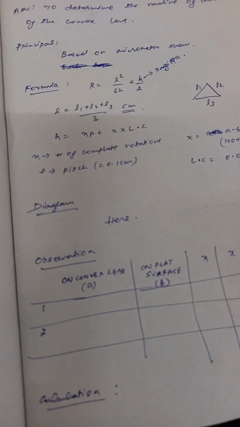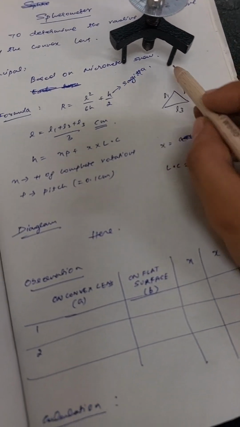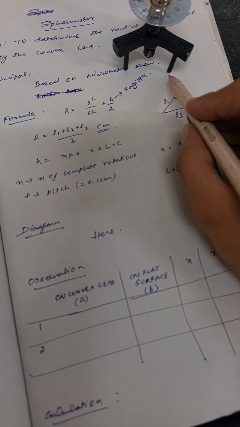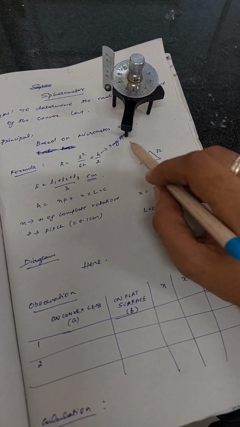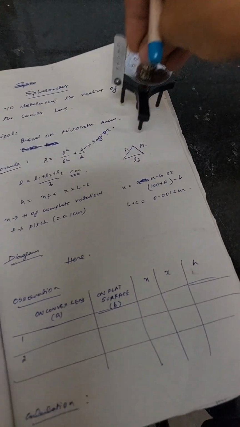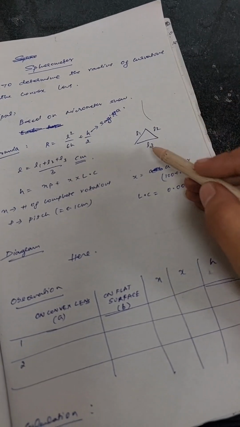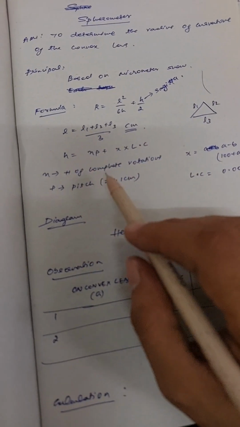Now what is L? The distance between these two legs is L. Basically these three legs, 1, 2, 3, are supposed to form an equilateral triangle. So if I make an impression like this, draw a triangle, measure its sides using a scale and take an average, that will give me L.